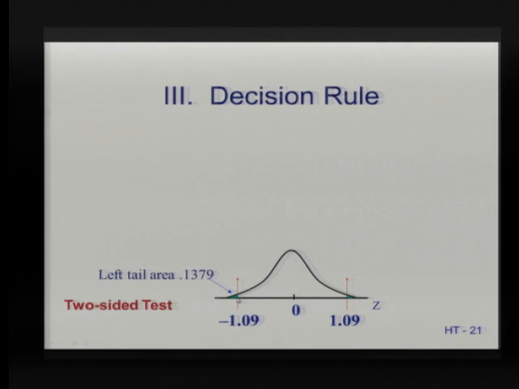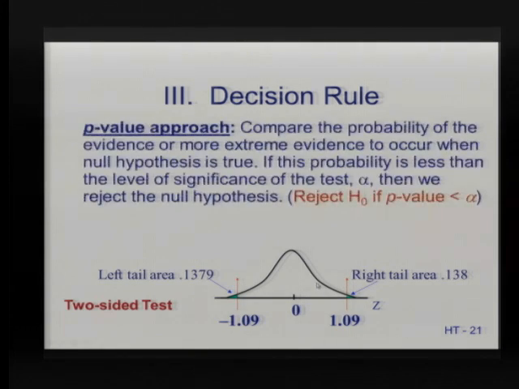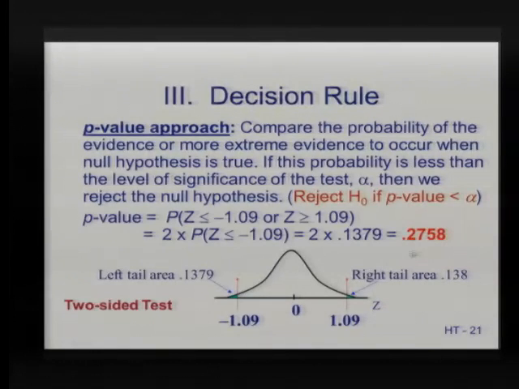So you check the standard normal table, you'll be able to find this tail area, and twice of that. Anyway, you know what I mean, right? Summing up these two tail areas, I get 0.2758. That's the p-value for the test.